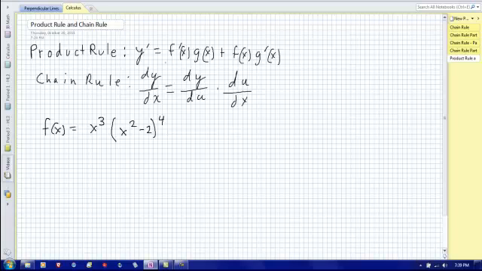Alright, this looks a little different than what we've worked with. Okay, we've got a function here. So there's our first function. We have a second function. It's being multiplied. But this second function also has an inner function, the x squared minus 2. So we're going to have to apply the product rule and the chain rule together.